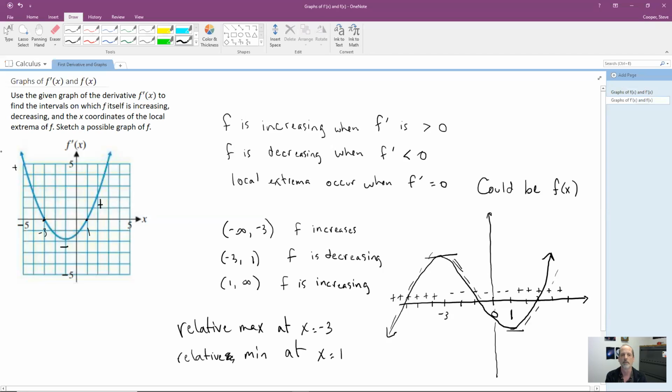Okay, so let's see, we answered everything here. Intervals where f is increasing, decreasing, and the x-coordinates of the local extrema. Okay, and we said there's a local max at -3 and a local min at x is +1.